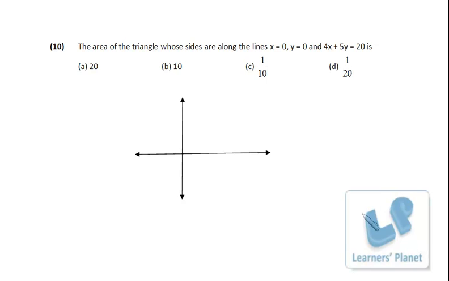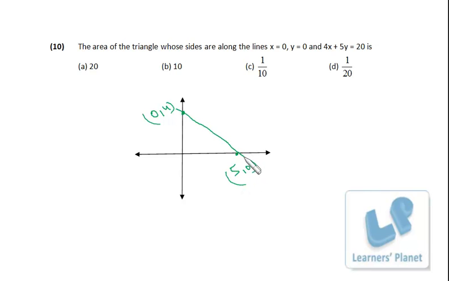Now x is equal to 0, that means this line, y is equal to 0, this line, 4x plus 5y is equal to 20, right? So when you have to find out the length of intercept, what you do, put x is equal to 0, then get the value of y. So when x is 0, y is equal to 4. So this is one point from which this line is passing, so that is 0, 4, and this point, put y is equal to 0 and get the value of x, so that is 5. So that is 5, 0.